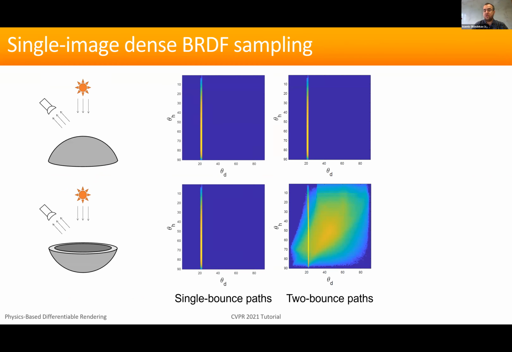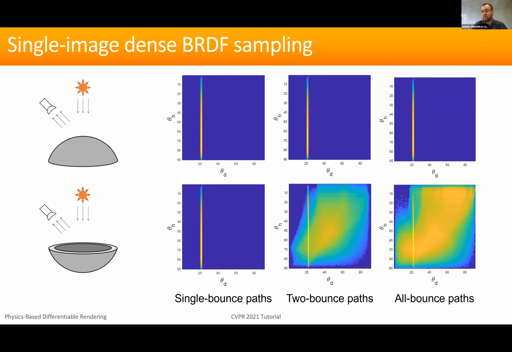And then as we consider two-bounce or even higher-bounce paths, all-bounce paths, we see that whereas obviously in the convex case we have only direct illumination, our BRDF sampling remains the same. In the concave case, where we now take into account global illumination, we end up with measurements that include very, very, very dense samples of the BRDF at most difference and half vector angles.